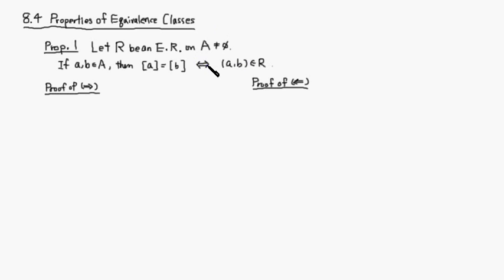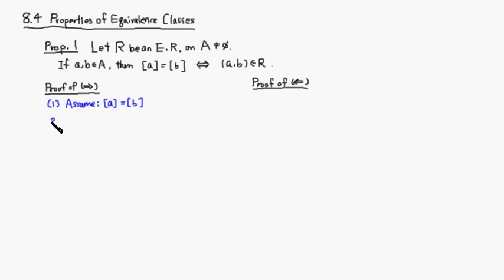All right? So since this is an if and only if statement, we have to prove both implications. So let's do that. First we try to write a proof for this implication. So we assume that these equivalence classes are equal to each other, then A and B are related to each other. Line one: we start with this assumption. We assume that the equivalence class represented by A and the equivalence class represented by B are equal to each other. Then we want to show that A is related to B.